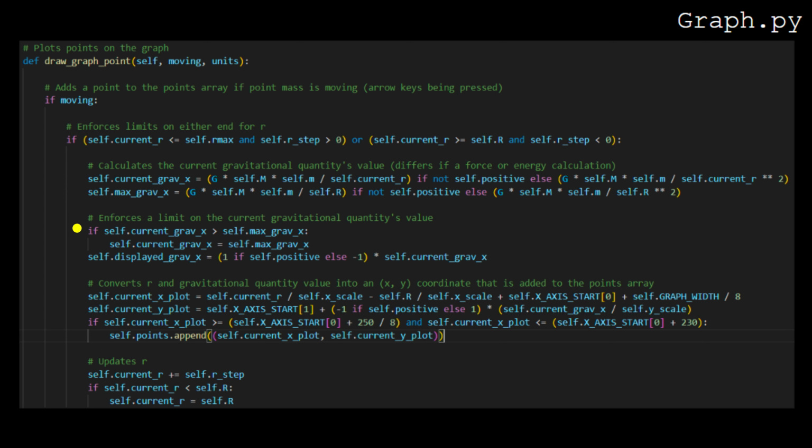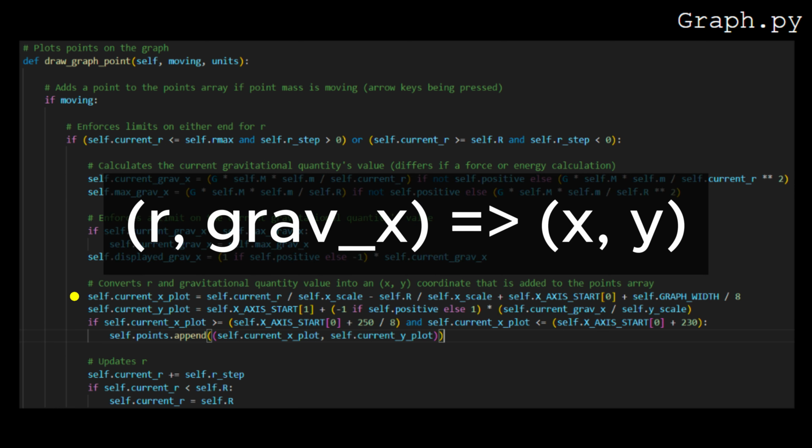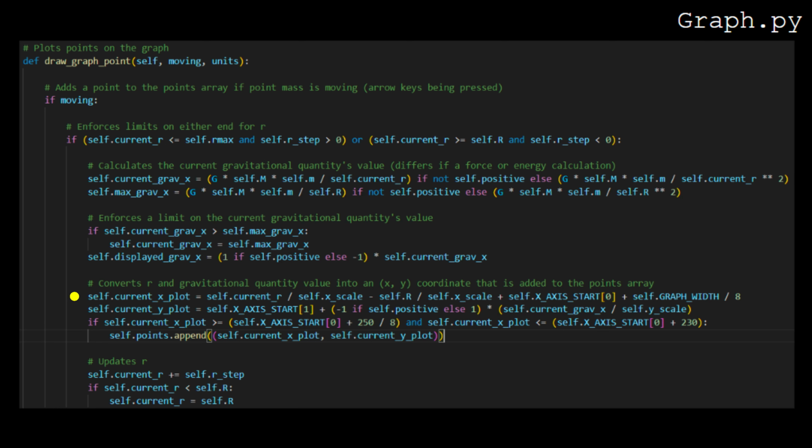And then there's a limit enforced on that gravitational quantity's value. If little r is equal to the radius of that celestial body, that is when the gravitational quantity is going to be at its maximum value, because that's when the denominator is going to be the least. After this limit is enforced, it converts the current little r value and gravitational quantity value into an xy coordinate that can actually be plotted.